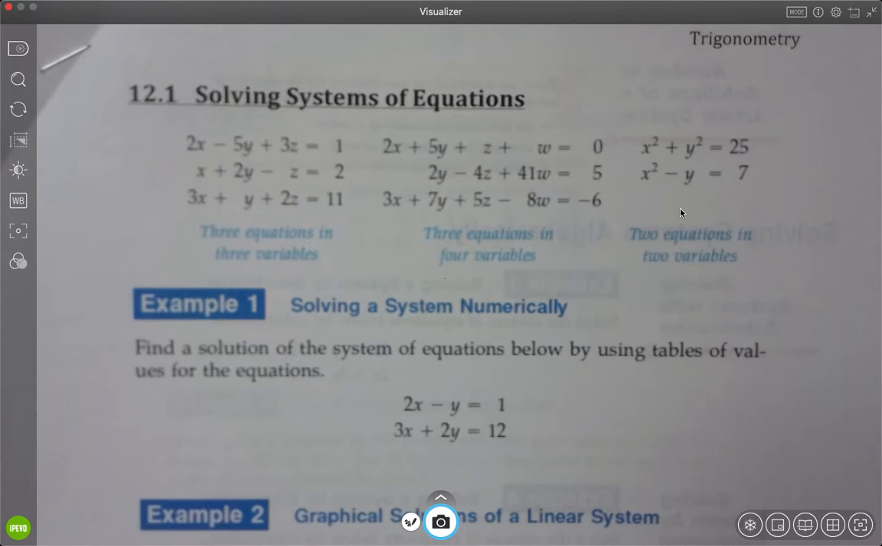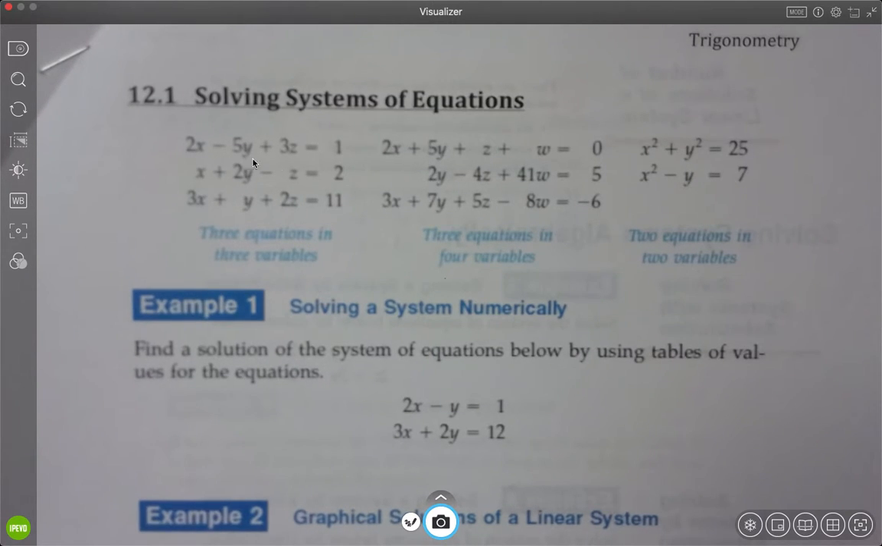We'll get to do a couple of these in tomorrow's video because I'm going to separate this over 2 sections, or 2 videos. Solving these, this is 3 equations and 3 variables. This one has 4 variables. And this one has quadratics. This is the equation of a circle, x squared plus y squared equals 25.